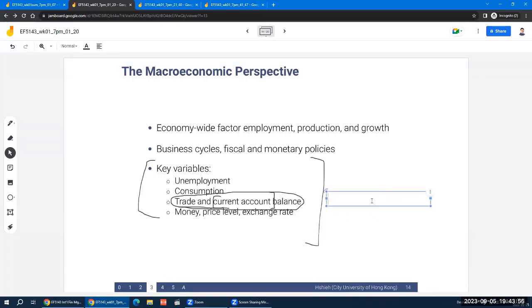But for today, just take for granted, it's a little bit of an oversimplification, that the current account is just exports minus imports in terms of trade flows, commodity flows between countries.